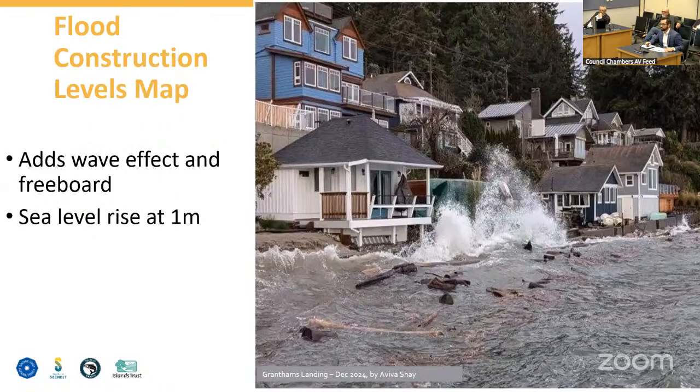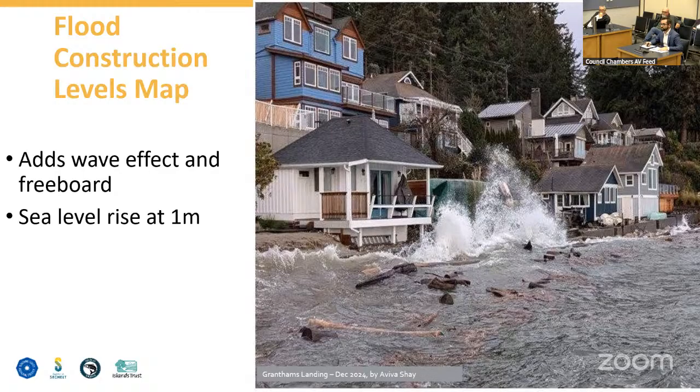The other map that we generated was a flood construction level. Now, flood construction level is where the minimum habitable zone, or habitable height, should be in a building. It's important to note that the maps that we've created here are not the maps that you have in your regulatory tools or that we have at the SCRD in our regulatory tools. That will require steps for them to be incorporated into the development permit areas or whatever approach you may choose.